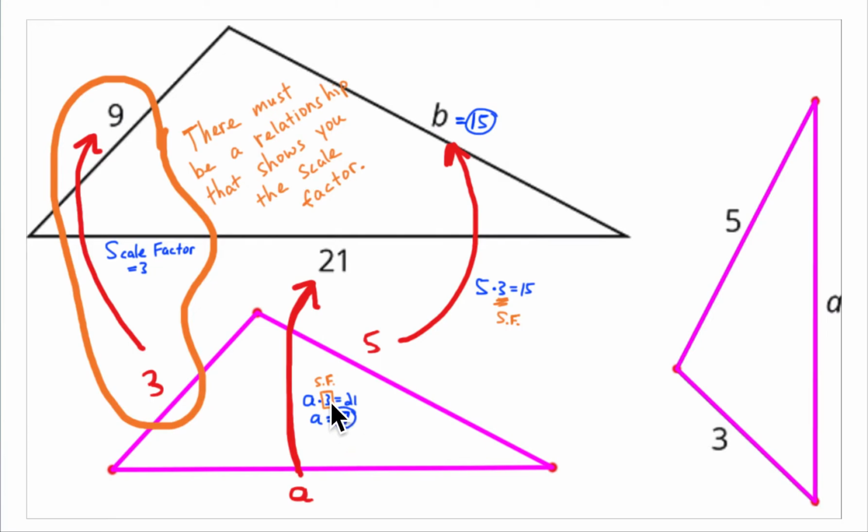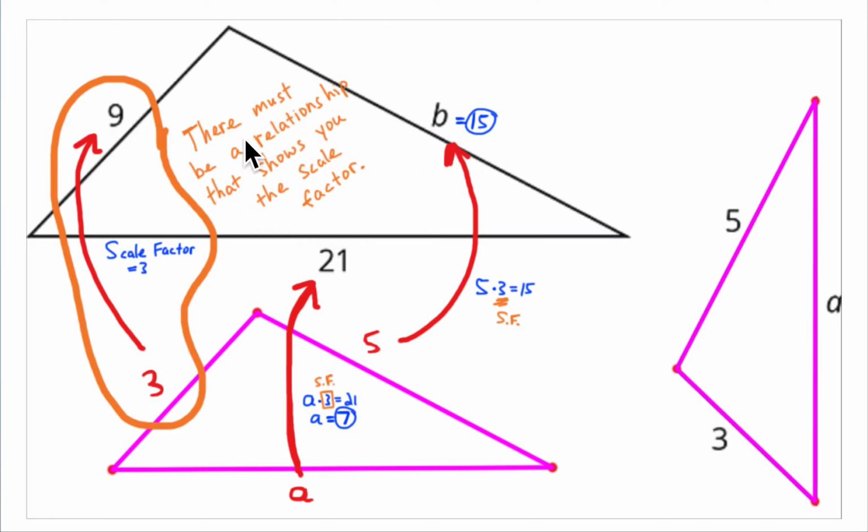So 3 is the scale factor. 3 times 7 equals 21. And in this one, 5 times 3, the scale factor, equals 15. So B up here is equal to 15.